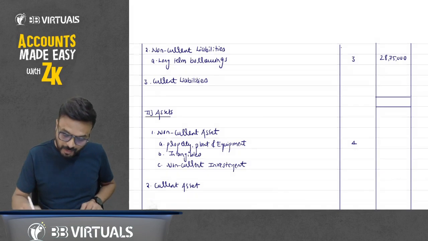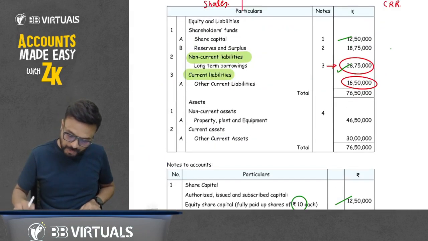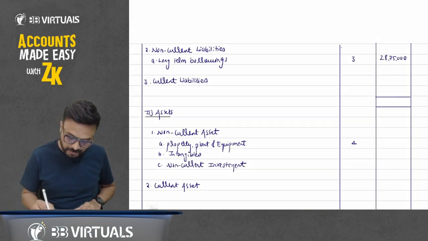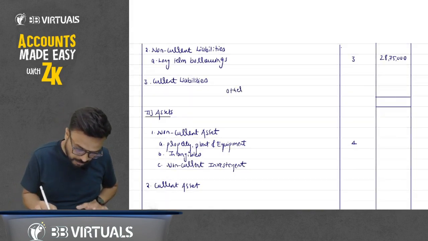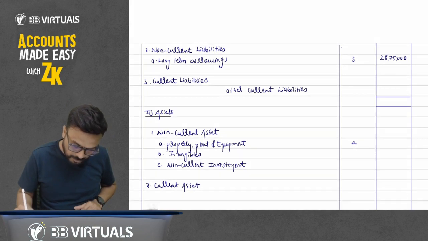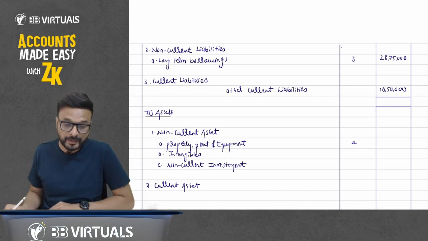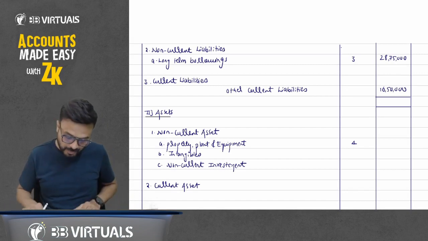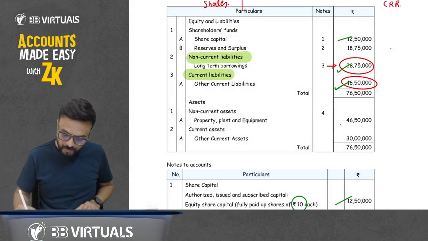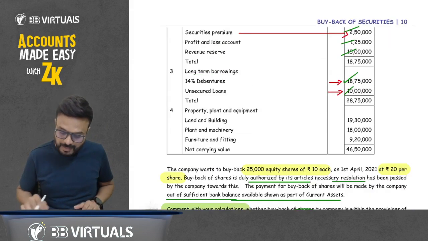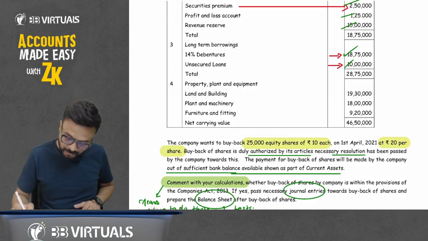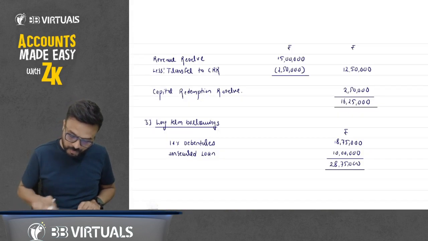Now after this, you have other current liabilities, which under current liabilities is 16,50,000. Write down here other current liabilities, 16,50,000. Okay. Now asset side, PPE 46,50,000, as it is, it will come. So make a notes to account on it. Notes to account number 4.